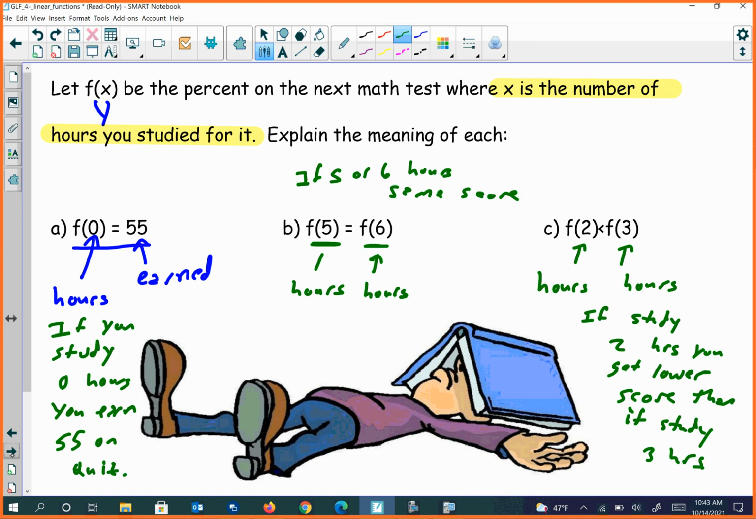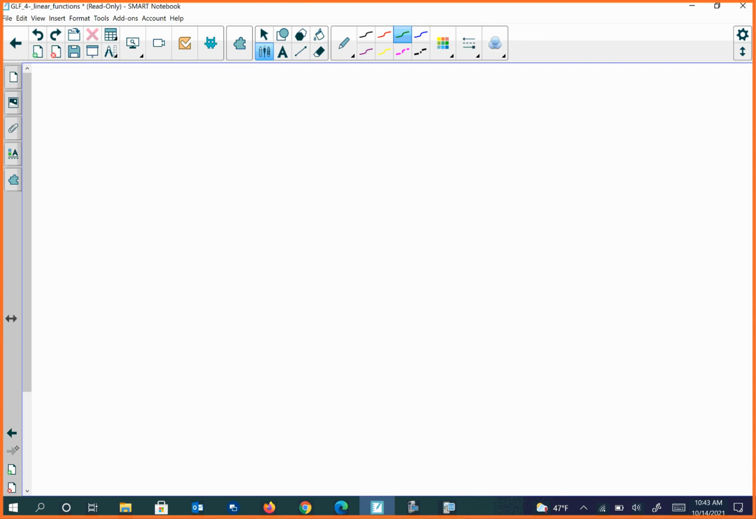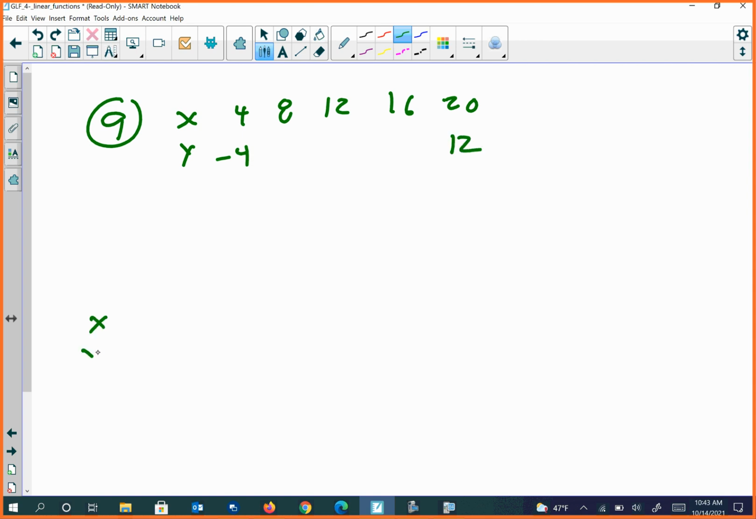Okay, and I'm actually going to try, this is on page 107 on the homework, problem number 9. You have X, you have Y, you have 4, 8, 12, 16, 20. And they have a -4 here, and they have a 12 here. That's one question. And then you have another question. You have X, Y, -2, -1, 0, 1, 2. You got 20, and then you have 10 here. All right, so we have some unknown values that are going to go here, here, and here. Fill in the table so it represents a linear function.